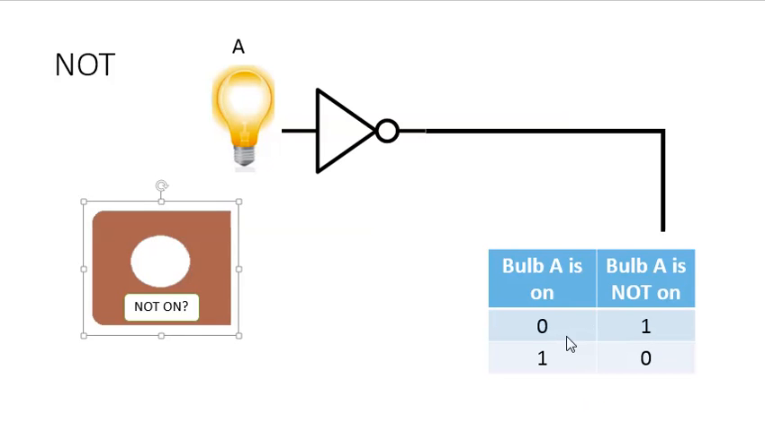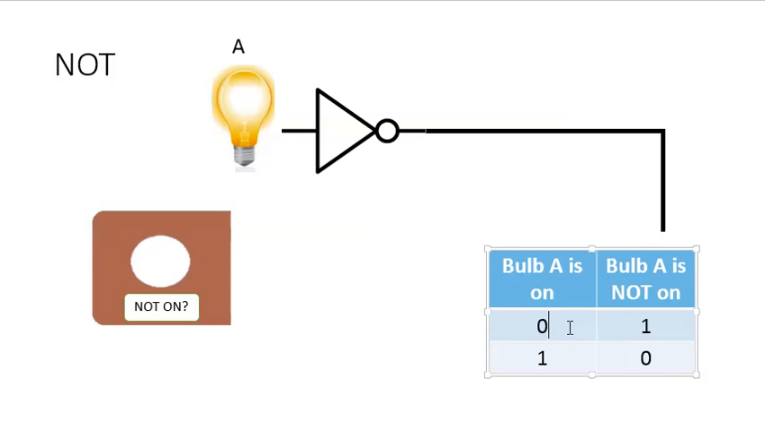So as you can see, when the statement bulb A is on is false, the statement bulb A is not on is the logical opposite. It is obviously then true. So this brings us to the conclusion that the NOT gate simply takes the state of whatever goes into it and flips it, it toggles it. So in other words, falses become trues and trues become falses. Or alternatively, quite logically, zeros become ones and ones become zeros. That is the NOT gate.